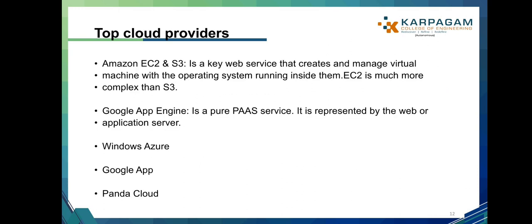Some top cloud providers are Amazon EC2 and S3. They are very key web services that create and manage virtual machines with an operating system running inside. EC2 is much more complex than S3. Next one is Google App Engine. It's a pure PaaS, that is platform as a service. It is represented by a web or application server. Other cloud providers are Windows Azure, Google App and Panda Cloud.